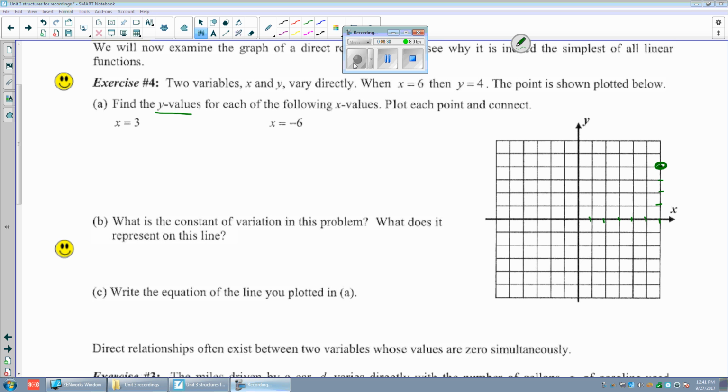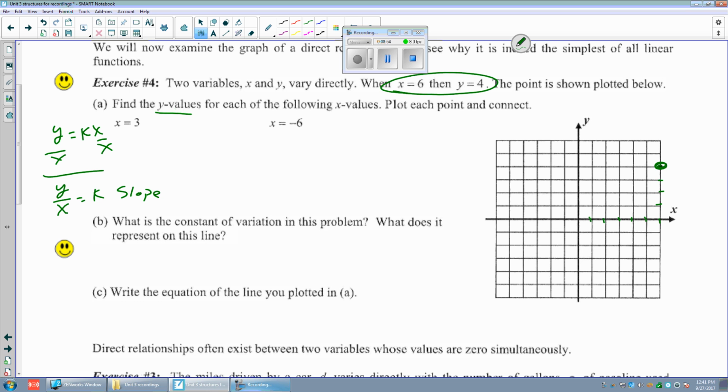I can cheat, but we're not going to cheat. We can say y equals kx. Do we really have to say y equals kx? Why don't we do this instead? Divide both sides by x. Y over x equals k. And that's the slope. Oh, what's the slope? Y over x. 4 over 6. Down 4. 1, 2, 3, 4 over 6. There's the other point. Got it.